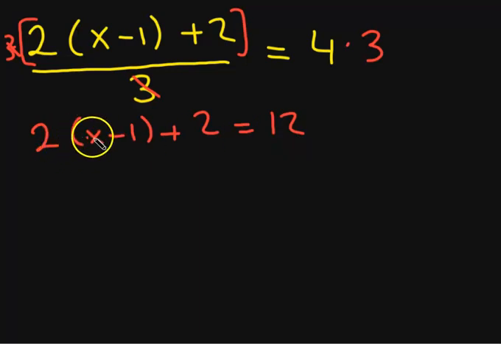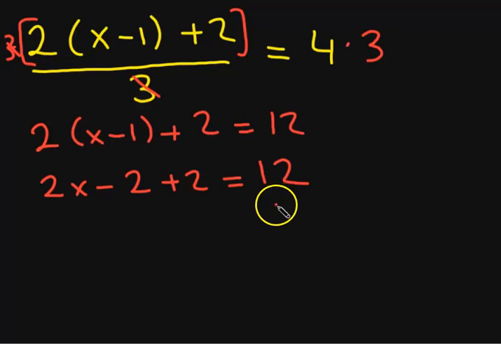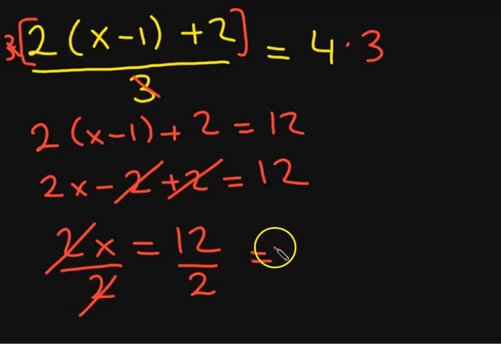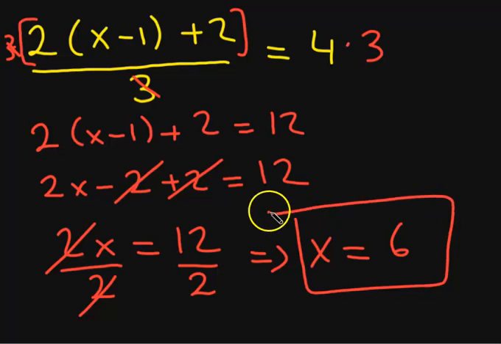So let's use the distributive property. 2 times x will be 2x, minus 2, plus 2 equals 12. So I have minus 2 plus 2 on the left side. Minus 2 plus 2 is 0, so they're gone. I have 2x equals 12. So we know what to do. 2 times x, we will divide both sides by 2. If you look at the left side, the 2's are gone. So I have only x equals, the right side, 12 divided by 2, it's 6. So x equals 6 in this case.